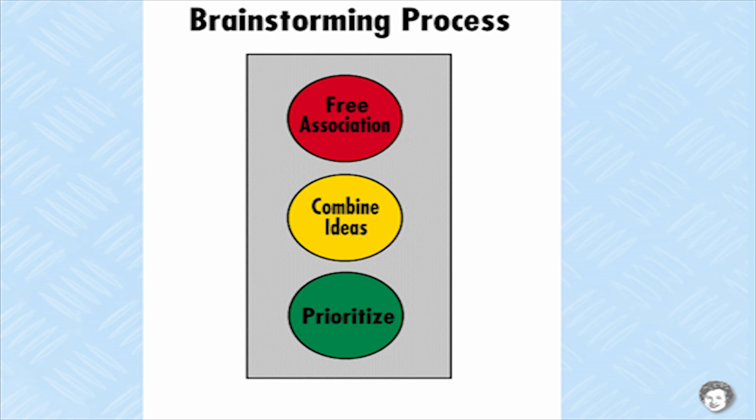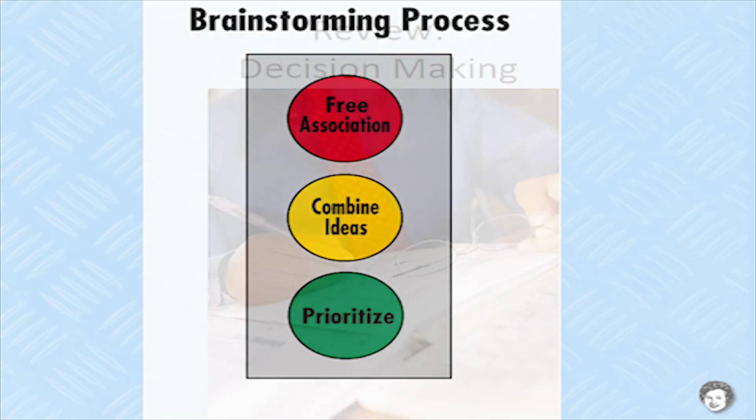As Linus Pauling said, the best way to get a good idea is to have a lot of ideas. Encourage wild ideas. It is easier to tame a wild idea than it is to invigorate a tame one. Quantity of ideas is important. Build on and modify the ideas of others. Yellow light. Combine ideas and edit and clarify ideas. Red light. Prioritize ideas and recommend a solution.